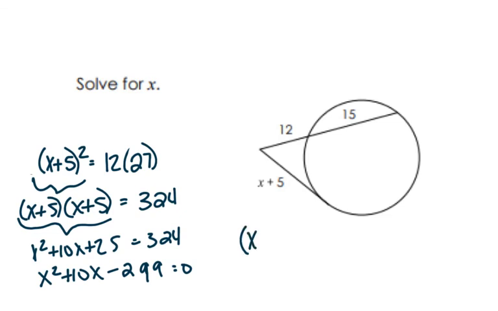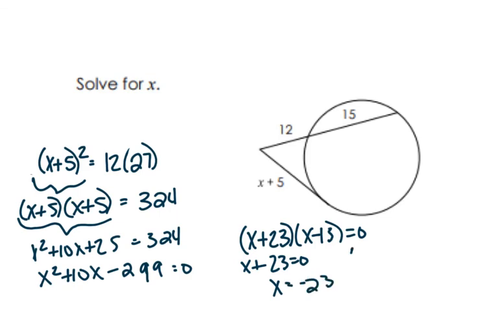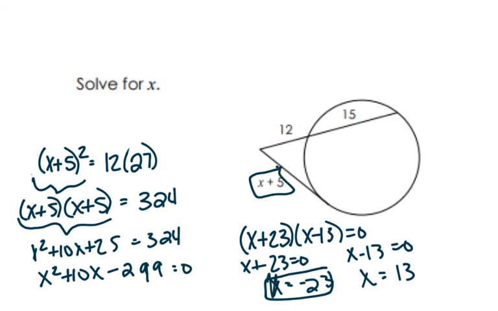So I solved it by factoring. I got x plus 23 and I got x minus 13. I take my factors, I set them equal to 0. So I get x equals negative 23. And I get x equals 13. So if I were to plug this one back in to right here, I get a negative answer, which doesn't make any sense. So this one is going to be my only answer.